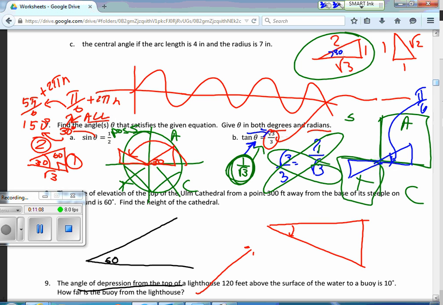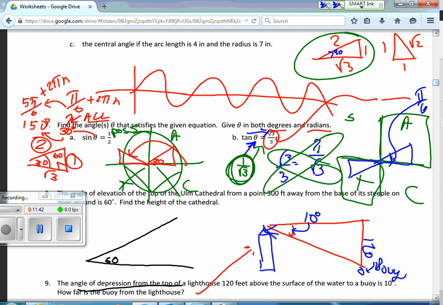Okay, so this is the top of the lighthouse right here, where it shines the light out. Anyway, and then it goes down to a buoy down here. And then this is your angle of depression right here of, let's see, no, it doesn't say what it is. It says it's 120 feet this way, and it says that it's 10 this way. No, it's 10 degrees. My bad, I couldn't read that. This is 10 degrees right here.